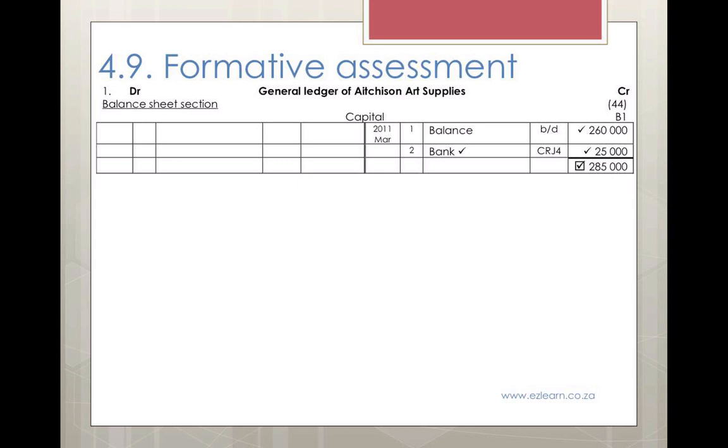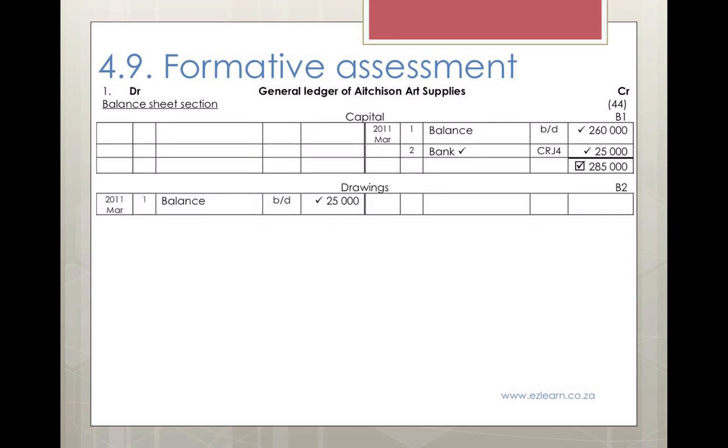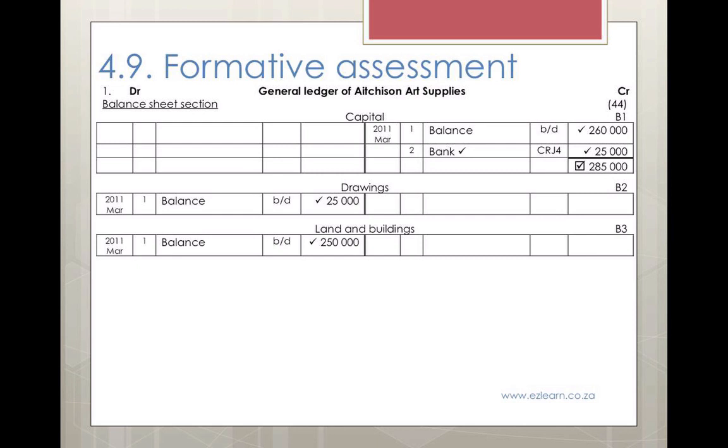The capital account is an owner's equity. On the credit side, you would have 2011 March the 1st, balance brought down 260,000 to get a tick. On the second, bank will earn a tick. It's from CRJ 4, 25,000 will earn a tick. Your subtotal as a method mark is 285,000. Drawings decreases equity, and so you would have shown the balance brought down as 25,000 on the debit side, tick.